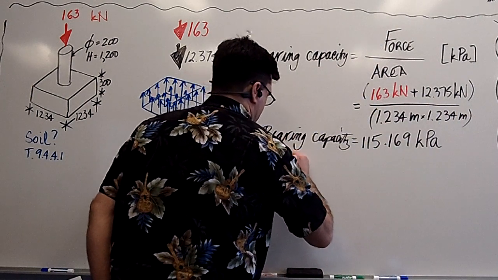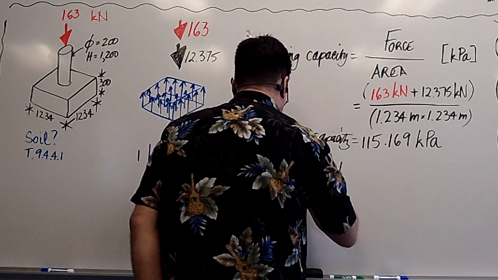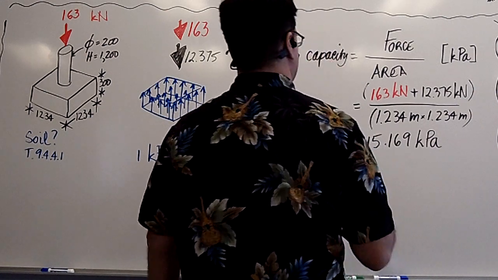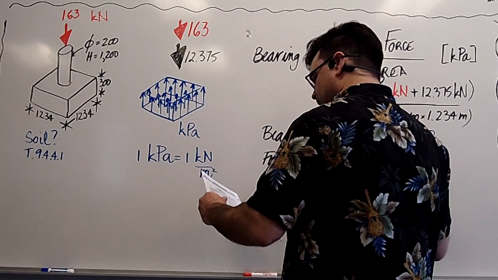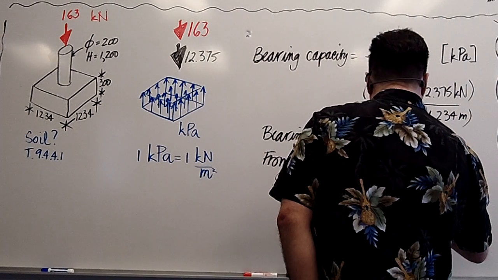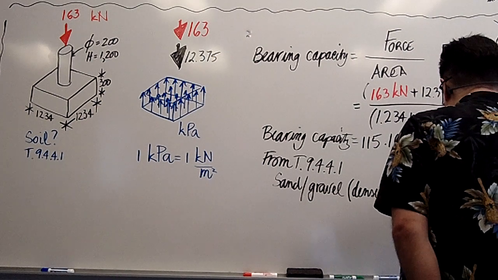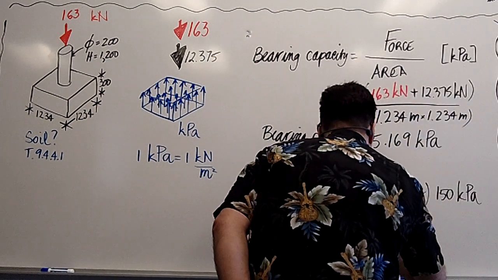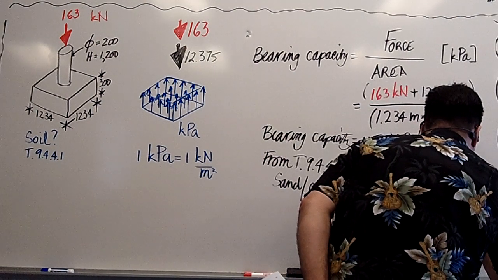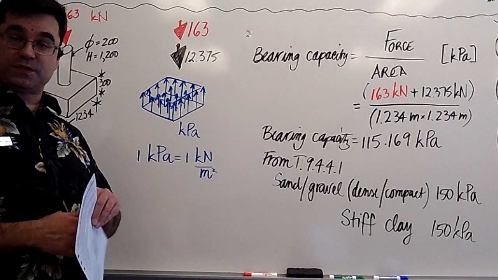So from table 9.4.4.1, sand or gravel, dense or compact at 150 kPa. And I think the other one was stiff clay at 150 kPa. Okay? So either one works in this case.